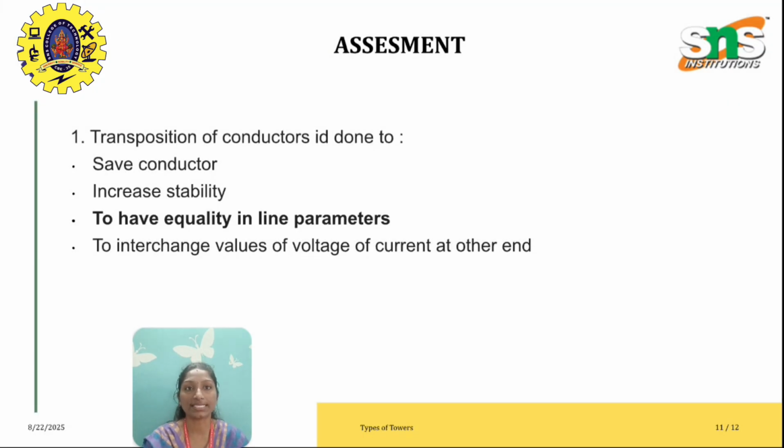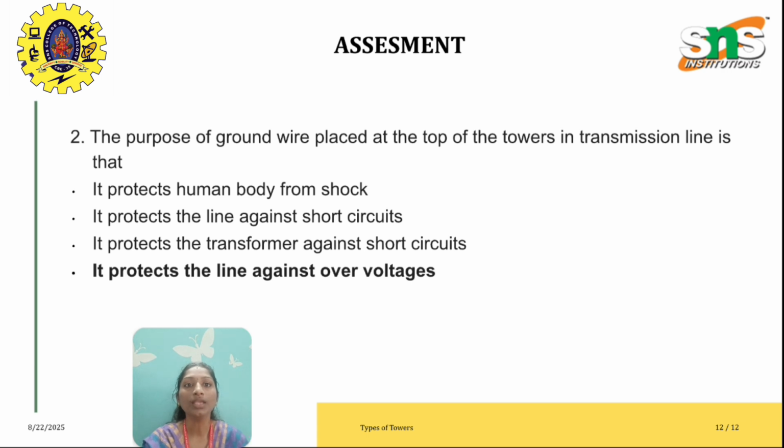Coming to the assessment part. Transposition of conductors is done to save the conductor, increase stability, to have equality in the parameters, or to interchange values of voltage and current at the other end. The transposition of conductors is done to have equality in the line parameters. What is the purpose of the ground wire placed on the top of the tower in the transmission line? It is to protect the line against overvoltages.